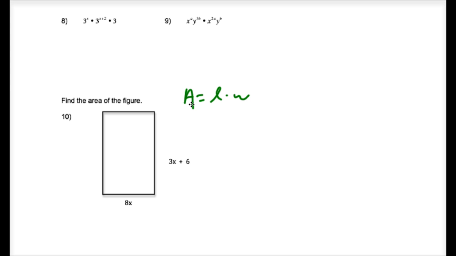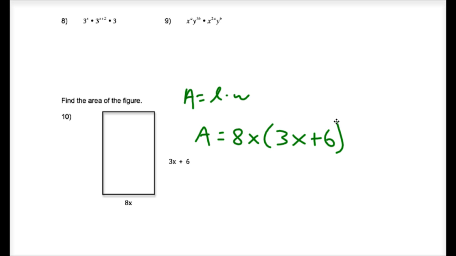There'll be binomial times binomial later, but not yet, and then it doesn't matter. Right now, put the monomial first and the binomial second. And what do you have to put around the binomial? Parentheses. So area equals 8x times the quantity 3x plus 6.